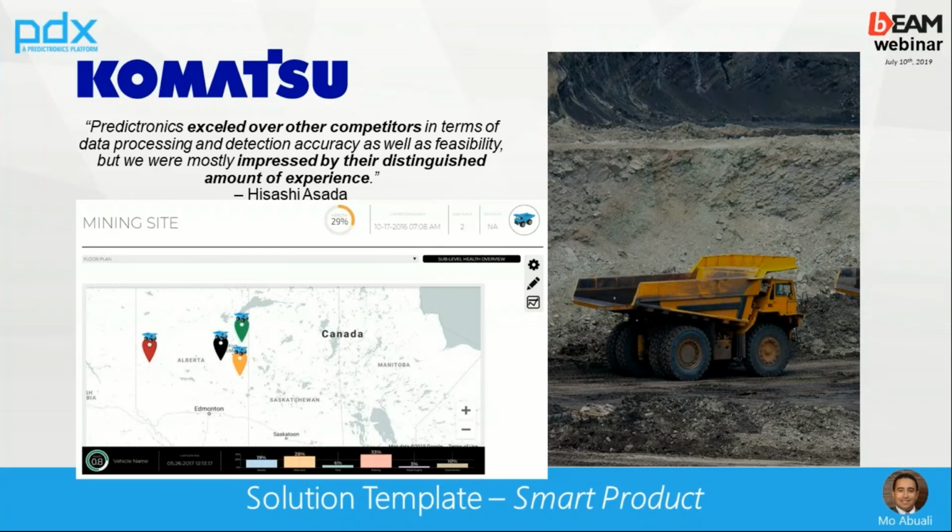Because the cost of failure here is significant, and the cost of getting somebody out there with a spare part could actually be extremely costly for the environment.